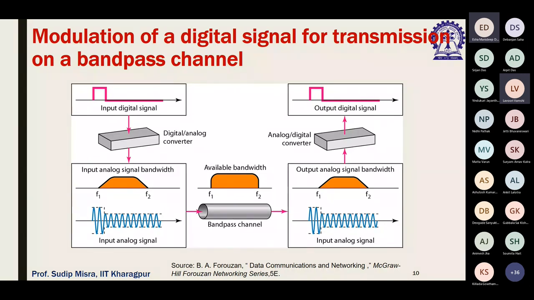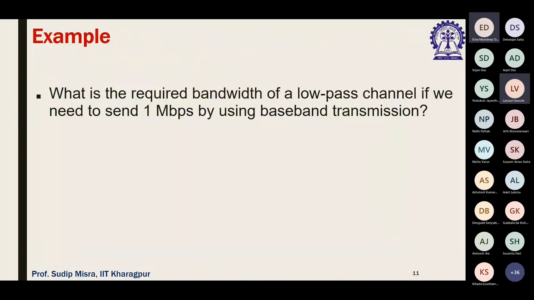Now let us try to understand a little bit further. Let us say we have a problem like this. The question is: what is the required bandwidth of a low pass channel if we need to send 1 Mbps by using baseband transmission? Without looking at the book, can someone please tell how you are going to approach this problem?